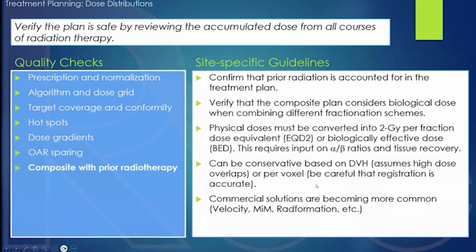This type of modeling can be conservative, so based on a DVH, in which case you assume that the high dose overlaps. As the DVHs don't have spatial information, worst case is you pull the high dose tail off the DVH and use that for modeling. Or it could be on a per voxel basis, in which case we really need to be careful that the registration is accurate and appropriate with the prior plan. Commercial solutions are becoming more common. Some examples are Velocity, MIM, Reformation, maybe even some of the TPS systems.